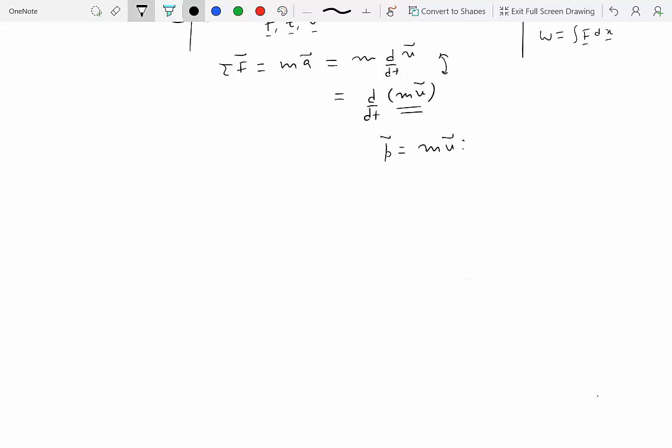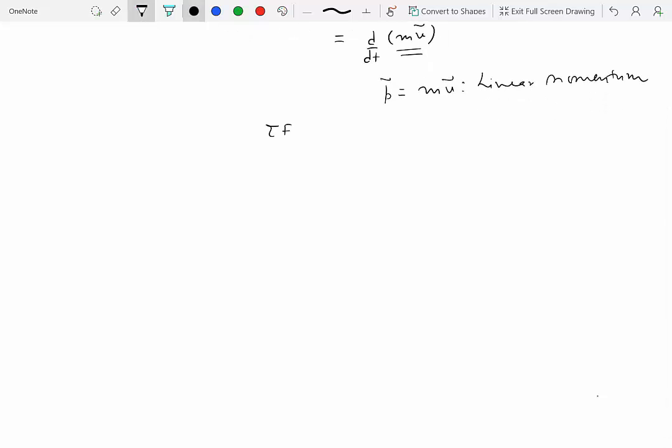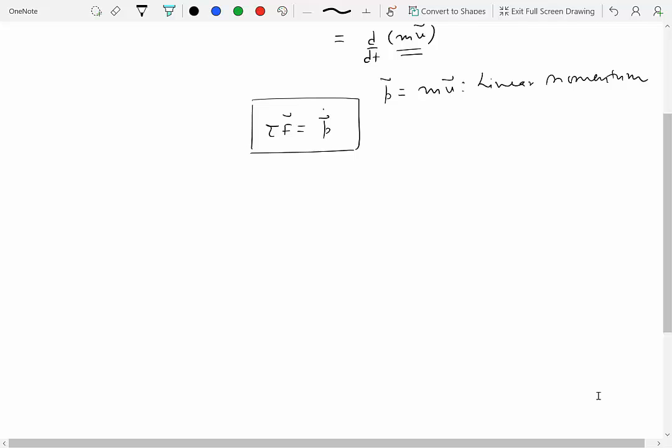Mass times v is defined as linear momentum. So sigma f can also be written as the rate of change of linear momentum, or p dot. This is another form of Newton's second law. Instead of saying sigma f equals ma, you can also say that the sum of the forces applied on a particle is equal to the rate of change of its linear momentum.